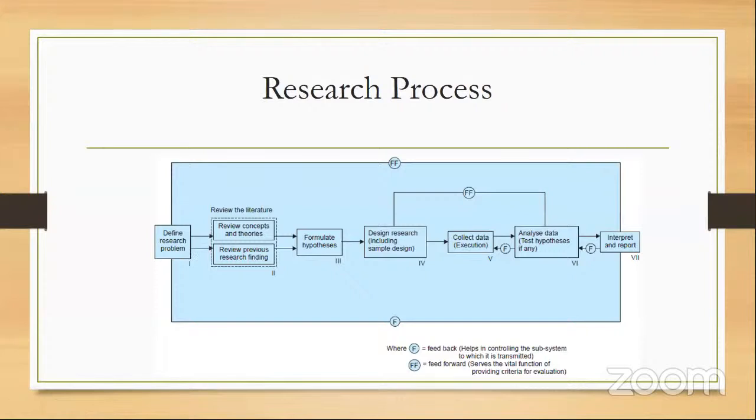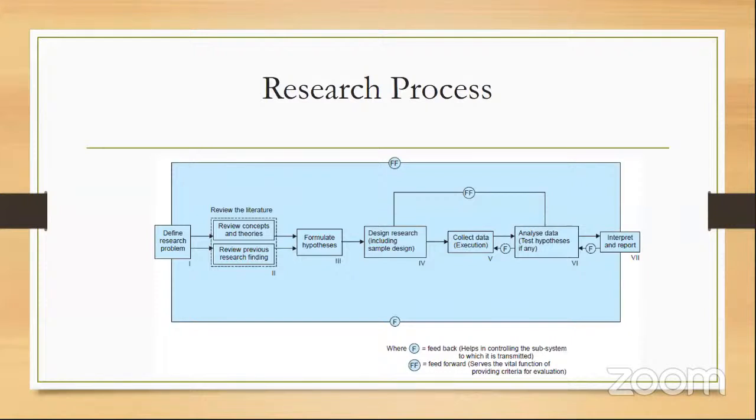So the first step in a research process is defining a research problem. We need to have a particular problem that we address. Say, how can we double farmers' income? That is the research problem. Now the second step is to see how that particular research problem has been addressed in previous literature or previous studies.